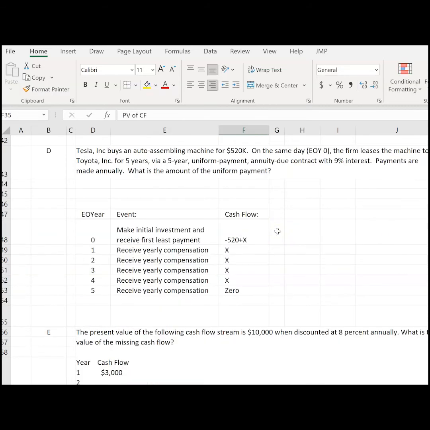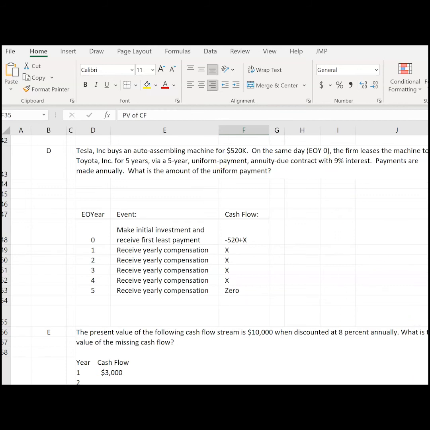All right, question D. Tesla Incorporated buys an auto assembling machine for $520,000. On the same day, so the exact same time that they buy this machine, end of year 0, the firm leases the machine to Toyota Incorporated for 5 years, via a 5-year uniform payment annuity due contract with 9% interest. Payments are made annually. What is the amount of the uniform payment?